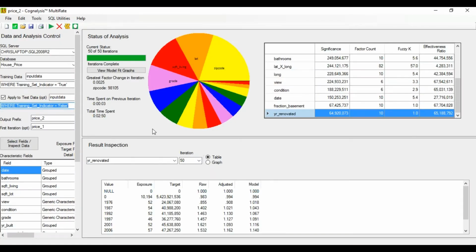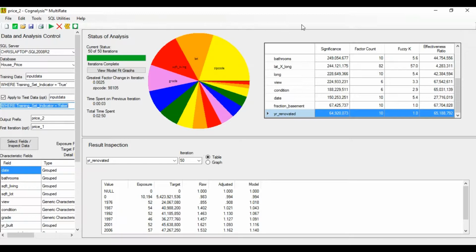Hello, in this tutorial we'll be comparing different characteristics to each other in Cognalysis MultiRate, as well as comparing different models to each other in Cognalysis MultiRate. We'll be using as an example our same house price data that we used in the other tutorials.